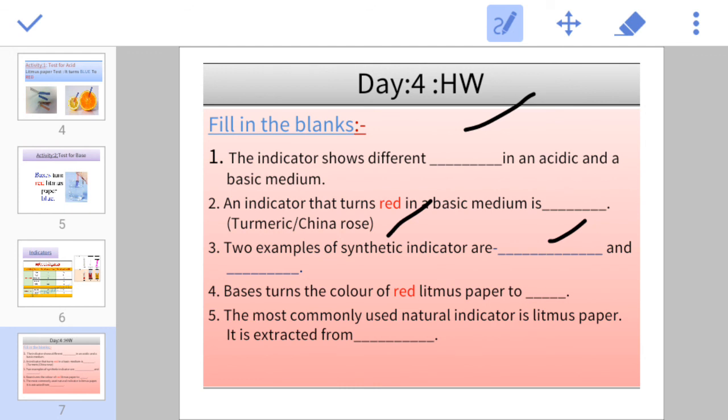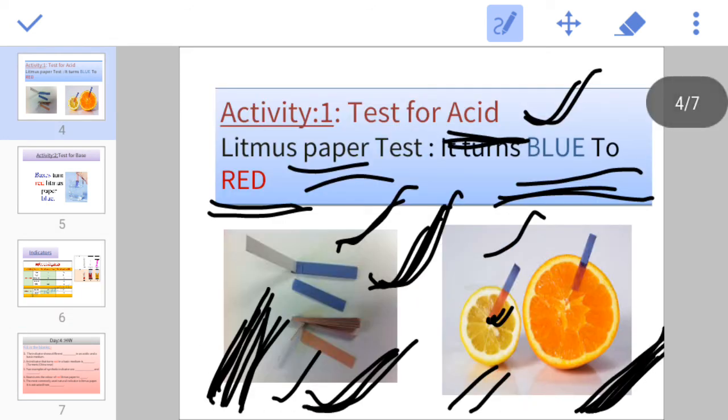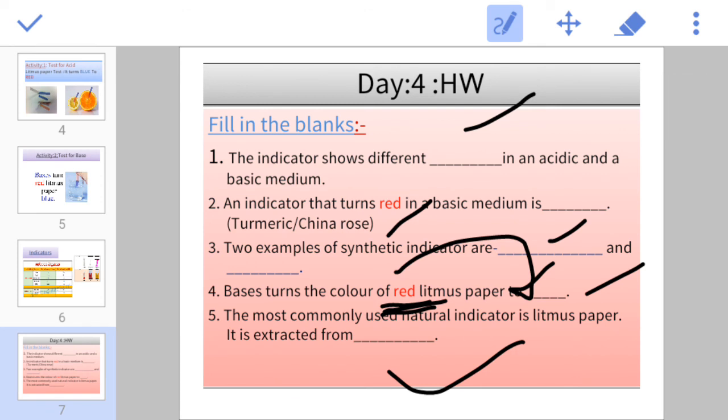Number 4, a base turns red litmus to which color? You have to write it here. Number 5, the most commonly used indicator is litmus paper. It is extracted from dash. It is not in your PPTs. You have to go to the book and find out from where we get litmus paper, and write it here.